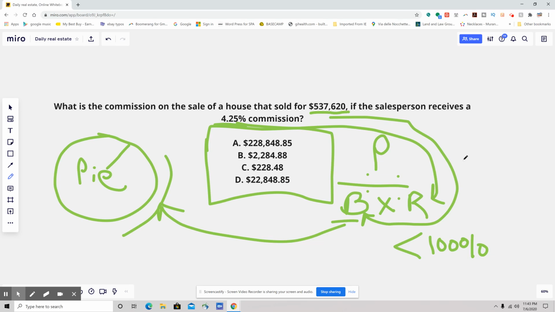And now how do we turn 4.25% into a decimal? You always move your decimal point over two spots, okay? So you move it at 1, you move it at 2, you get a 0 here, and it's 0.0425. Multiply that together, the 537,620 by the 0.0425, and you would get $22,848.85.